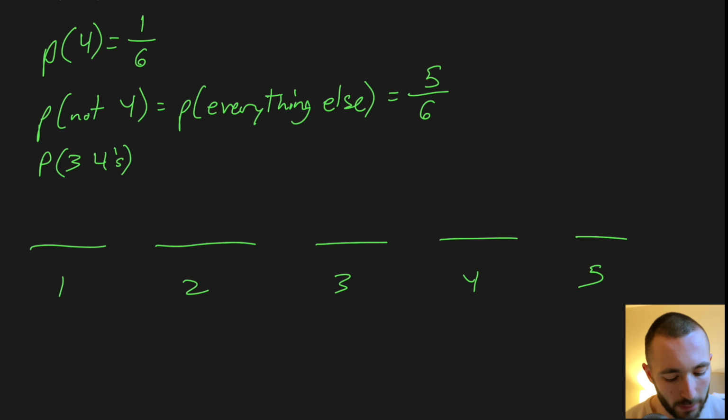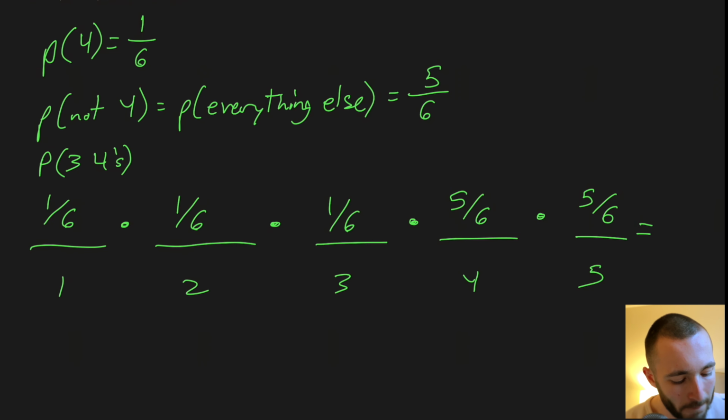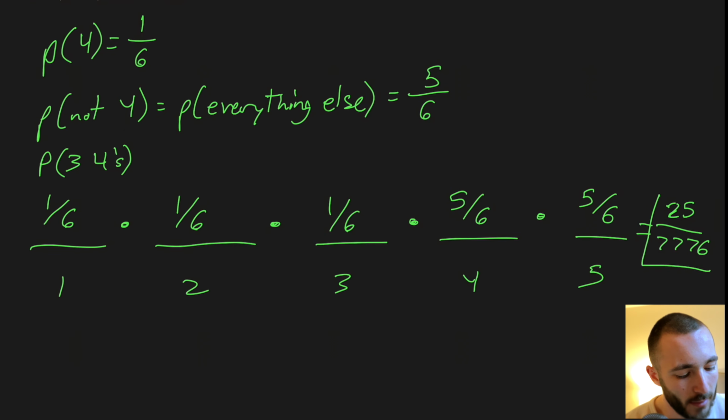So if we want 3 fours, that means we need 3 things to happen that have a probability of 1/6, and we have 2 things that are going to happen with probability 5 out of 6. So with probabilities of independent events, we have to multiply them to figure out the total cumulative probability. So if we multiply all of these things together, we get 25 out of 7,776.